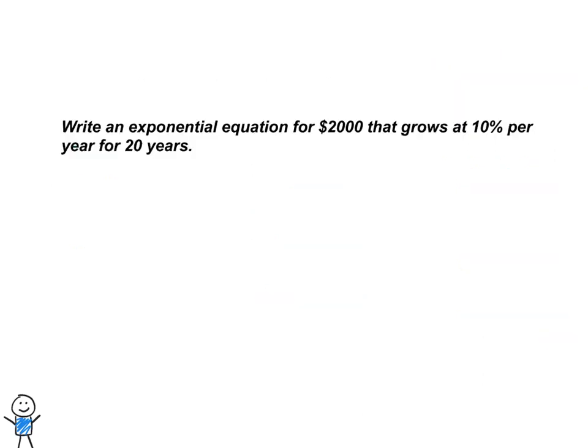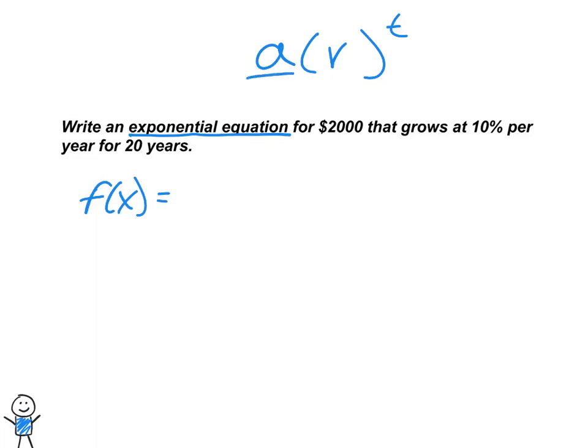On this slide, you're asked to actually write an exponential equation for $2,000 that grows at 10% per year for 20 years. This sounds like someone's savings account. So the way we'll set this up is our starting amount. Remember, our starting amount represents our a. In this case, we started with 2,000. We're growing at 10% per year.